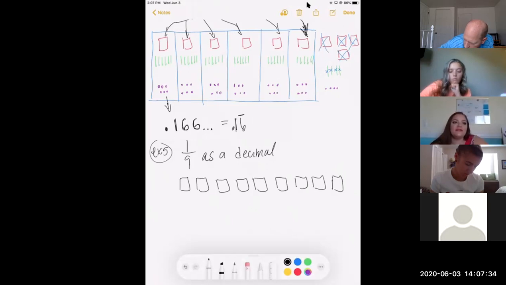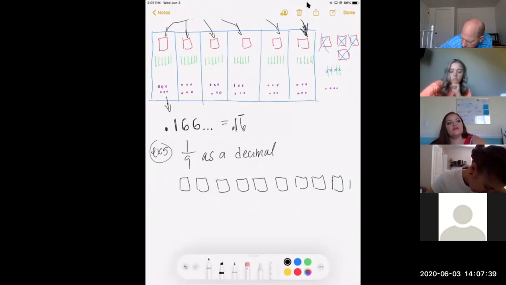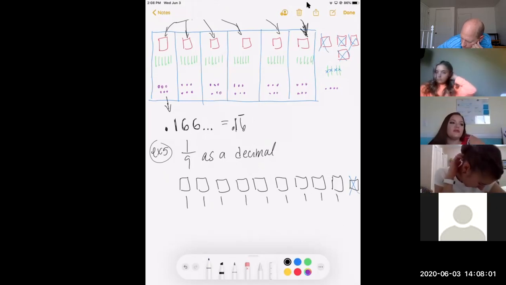Okay, so there's 9 flats there. So I have all 9 in there, and I have one left over. I'm just going to cross out. I need to distribute that one flat to the 9 groups. How many can I distribute again? 9. Right. So you can only distribute 9 of the rods. One rod is left over. We need to break that one up. I can only distribute 9 of those dots.